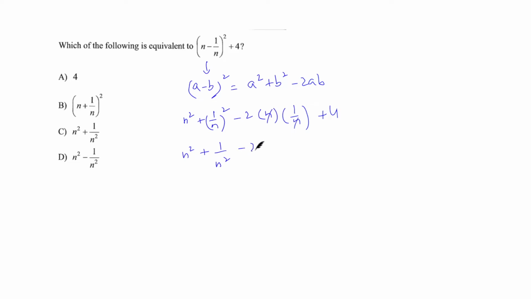We are left with minus 2 plus 4. Lastly, we have n squared plus 1 over n squared plus 2. Now, this is where you need to understand, and this is where students get confused. Whenever you have two squares in an expression, that's a huge hint. Look at this expression. You have this square and you have this square.